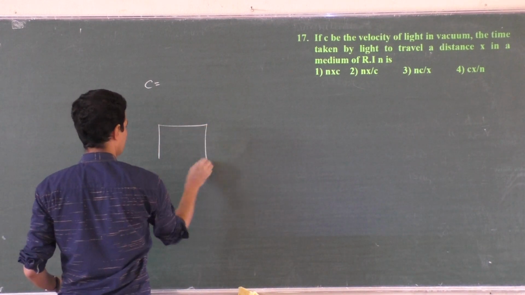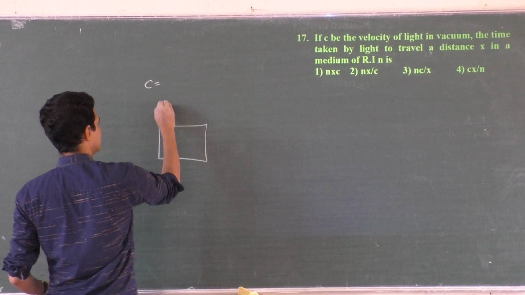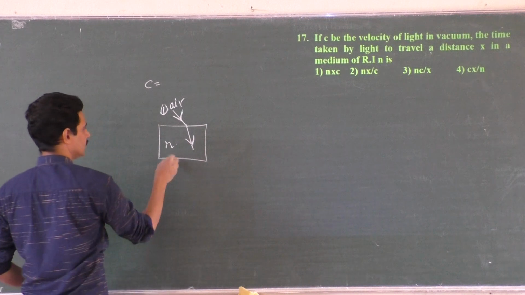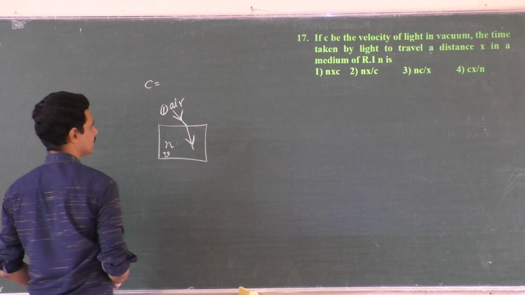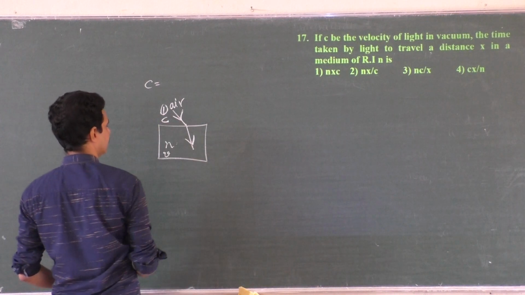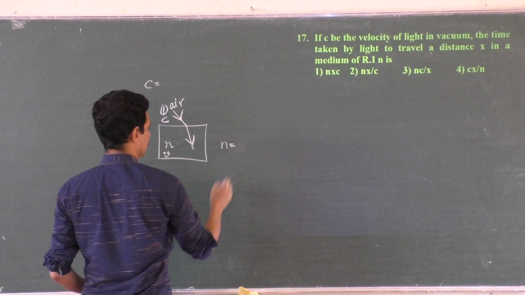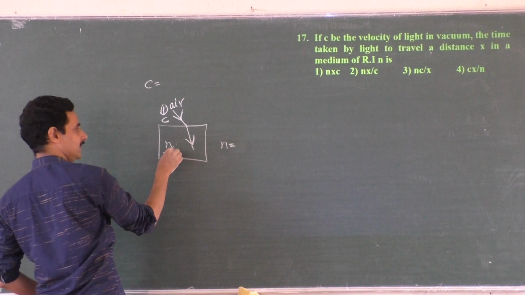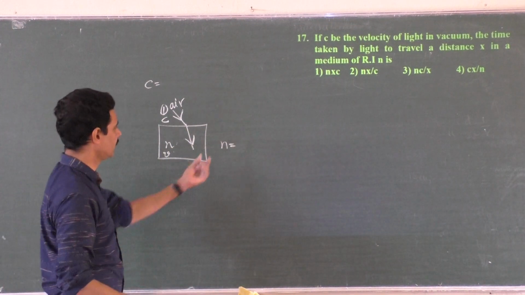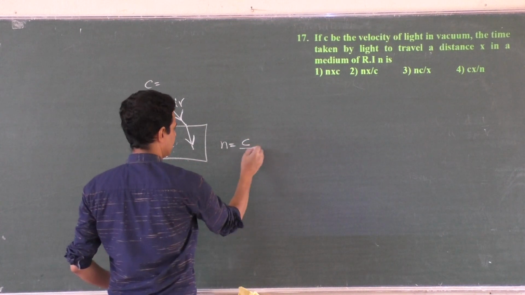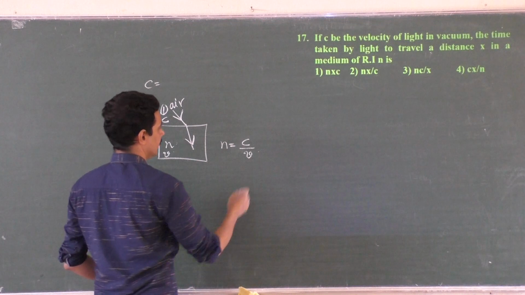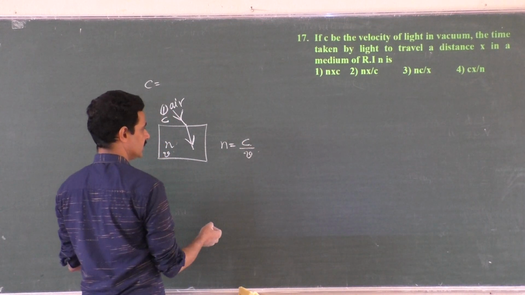If there is a medium of refractive index n, and the light travels from air to a certain medium, with v the velocity of light in the given medium and c the velocity of light in vacuum, then n is equal to the refractive index of the second medium with respect to the first. The first medium is air, so I don't write anything. It is the velocity of light in the first medium over the velocity of light in the second medium. And it is given, if c is the velocity, okay, we can use it.